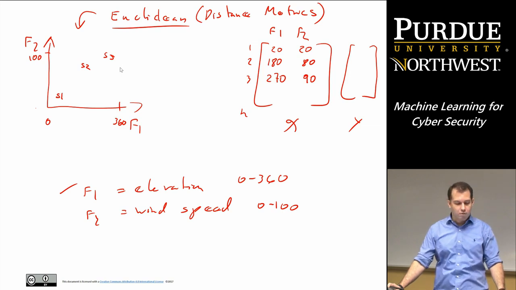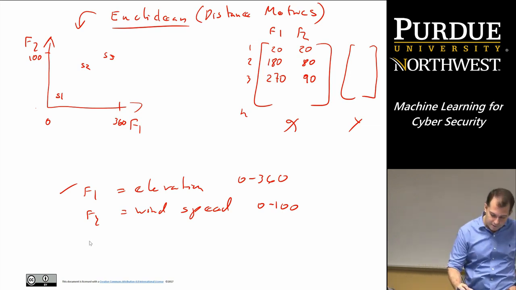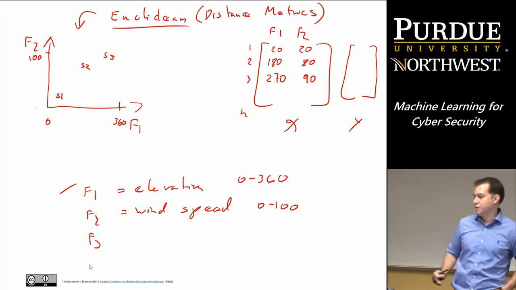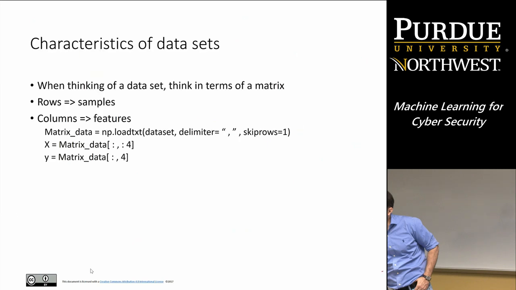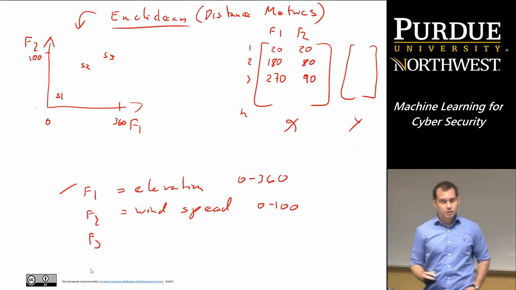All right, so that's all great and all, but what happens if I have 3 features? So decibel, I think it was one of 0 to... right here. Decibel.